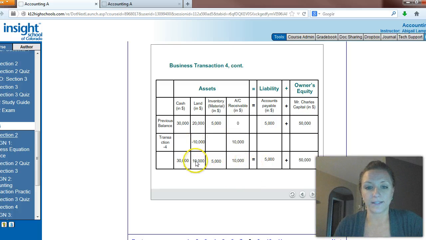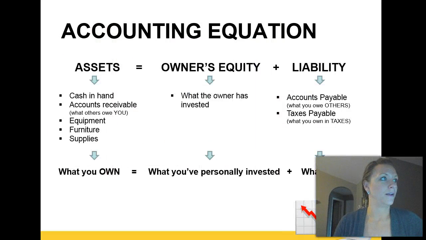So in the very end, let's see if both sides of our equation add up. We have 30,000 plus 10,000 gives us 40,000, plus 5,000 is 45,000, plus 10,000 is $55,000 on this side of the equation. Then we have 50 plus 5, so $55,000 on this side of the equation, which means we're all balanced. Yay! So that's just a quick example of different transactions and how they affect the accounting equation.